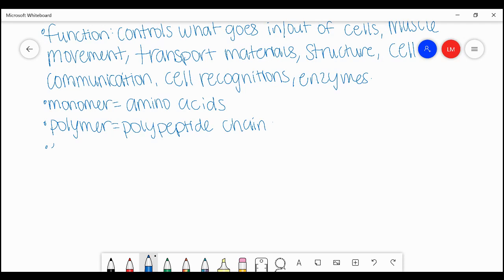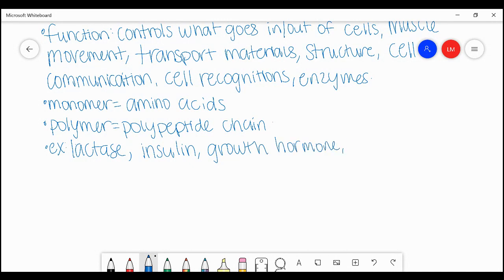Some quick examples of proteins are lactase. Lactase is the protein that breaks down lactose, which is the sugar found in milk. Insulin, growth hormone, and hemoglobin. Hemoglobin is what helps move oxygen and carbon dioxide around our bodies to get where it needs to go.